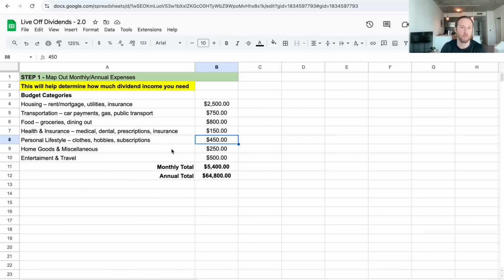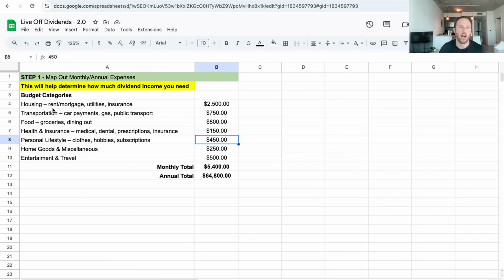All right. So first and foremost, when it comes to living on dividends, the first thing you need to understand is how much are you spending per month and what is your annual total spend. All right. So what we're going to do on tab one, and you can see each tab has steps. Step number one is mapping out your annual expenses.